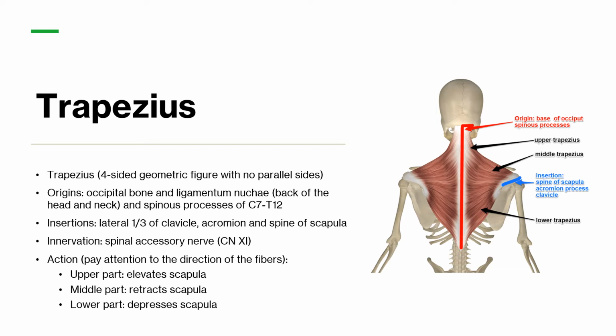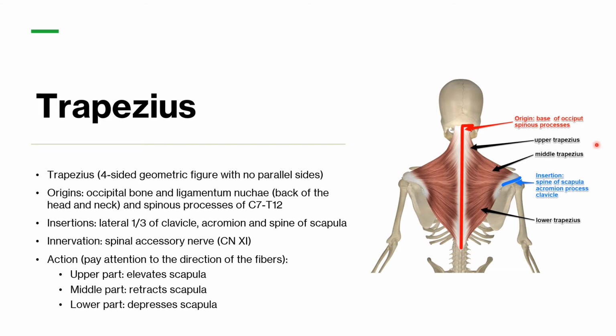That being said, the trapezius originates from the occipital bone, the ligamentum nuchae, and the spinous processes of C7 to T12. So it originates from here. It originates from the back. And it inserts on the lateral third of the clavicle, the acromion, and the spine of the scapula. So it inserts on the clavicle and the scapula. It's innervated by the spinal accessory nerve.